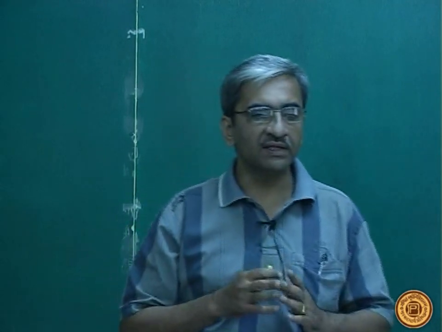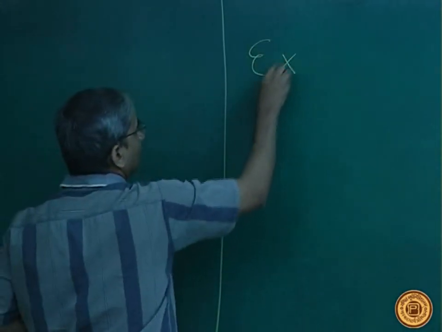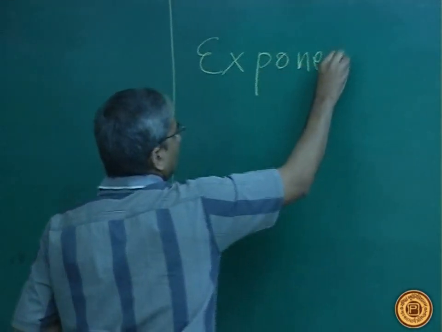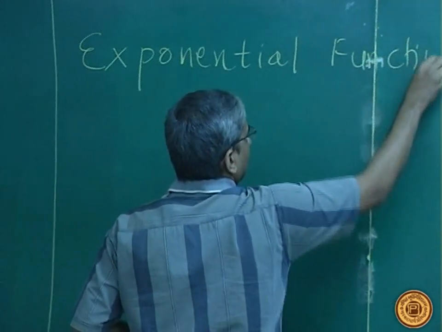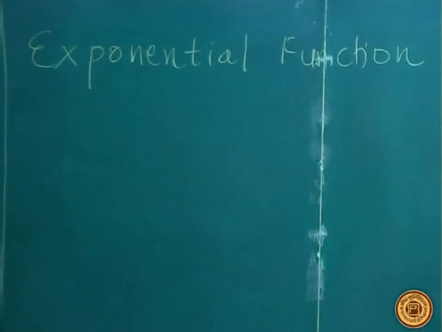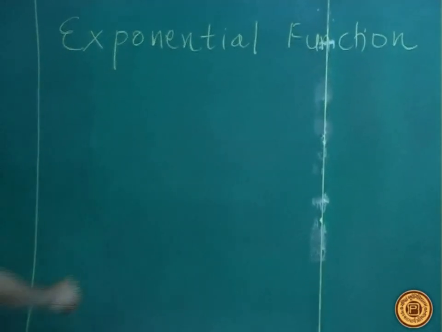So today I will revise the definition of the exponential function again, and let us today discuss some properties of e to the power z. Remember, now we are defining the exponential function of a complex variable.